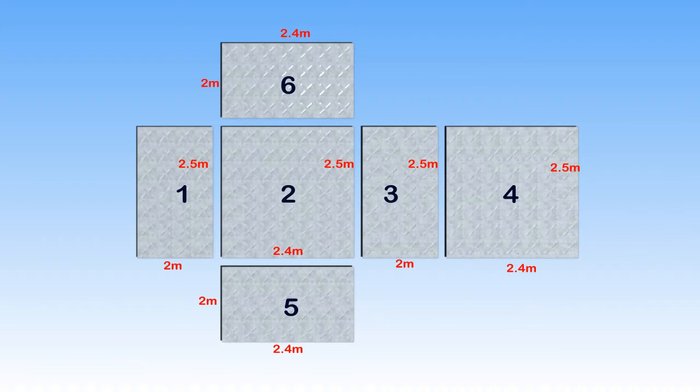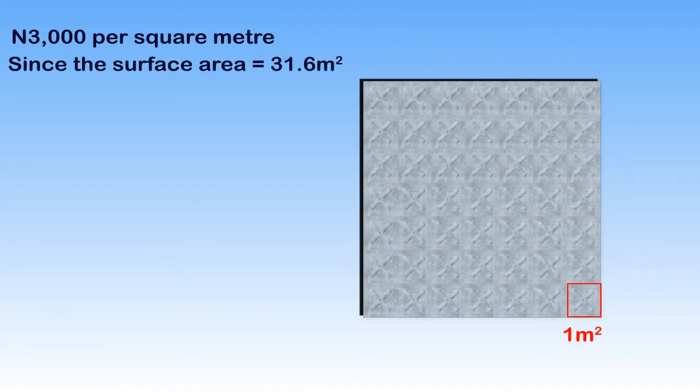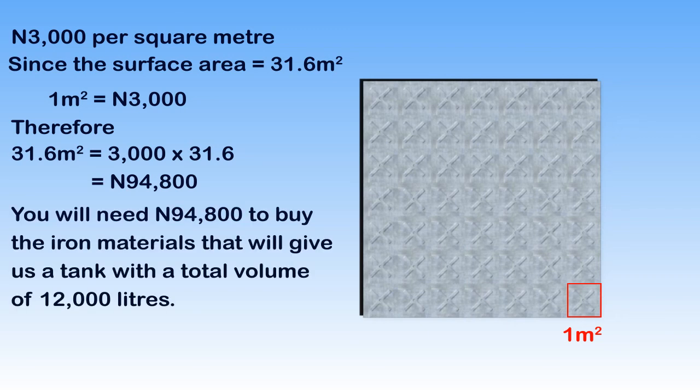Wow, this is the part I love the most. We charge 3,000 naira per square meter. Since the total surface area is 31.6 meters squared and 1 meter squared costs 3,000 naira, therefore, to calculate the amount you'll be spending to build a tank of 31.6 meters squared will be 3,000 naira multiplied by 31.6 meters squared, which will give us 94,800. In other words, you will be spending 94,800 naira to buy the iron materials that will give us a tank with a total volume of 12,000 liters.